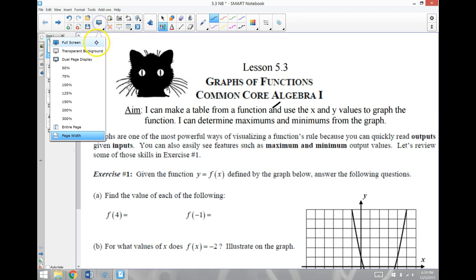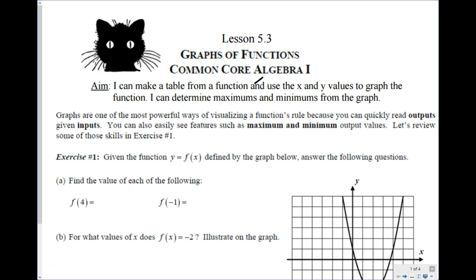Hi guys, welcome to lesson 3 in unit 5. We've been talking about functions in lesson 1 and 2, and now we're going to talk about graphing functions. So we did a little bit of a review on graphing earlier, but let's talk about graphing in terms of using function notation and this idea of inputs and outputs.